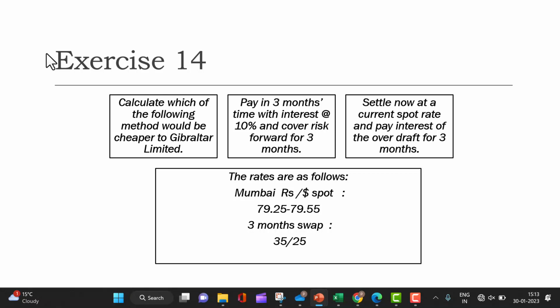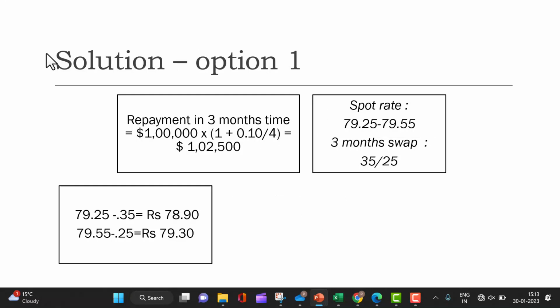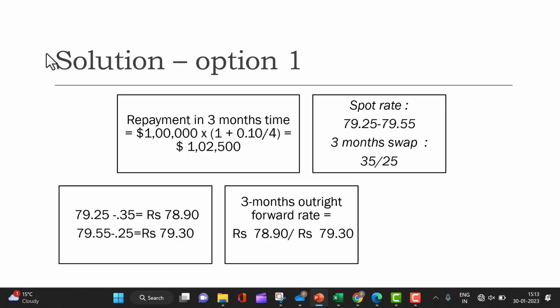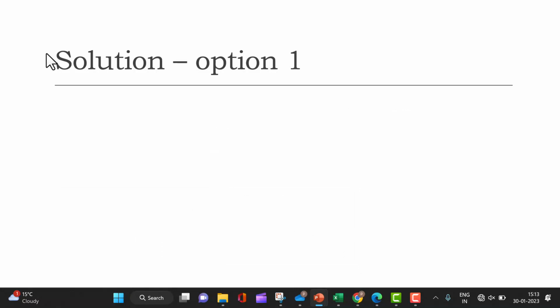Always look at the swap points. You can't just simply add these. So here what you have to do is minus 0.35. So the rate you get will be 78.90. And what will be the rate here? 79.30. So this should be the rate. Okay, fine. So this was the only catch: 78.90 and 79.30. The rest is the same thing.